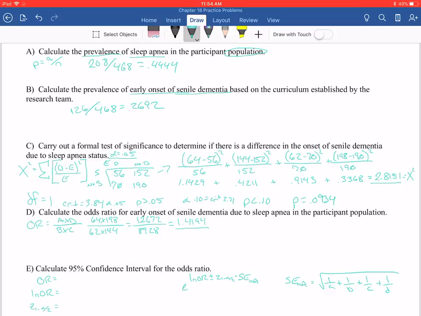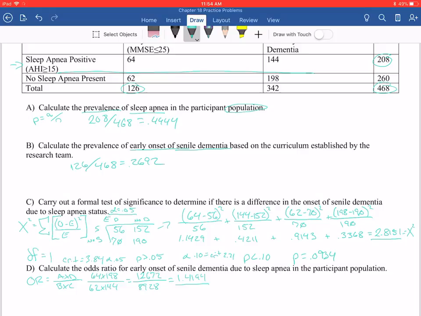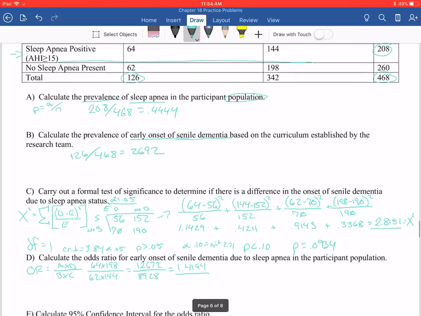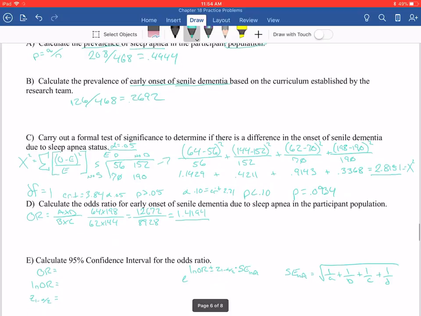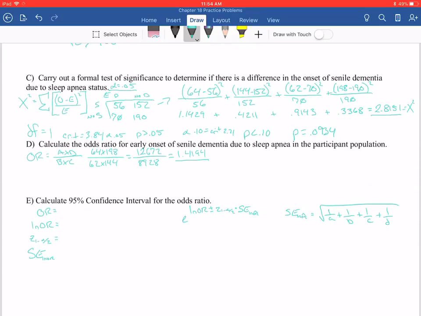Next, we're asked to calculate the odds ratio for early onset senile dementia due to sleep apnea. Do A times D over B times C, you get an odds ratio of 1.4194, which is stating that if you have sleep apnea, you're 1.4 times more likely to have early onset senile dementia than if you don't have sleep apnea.